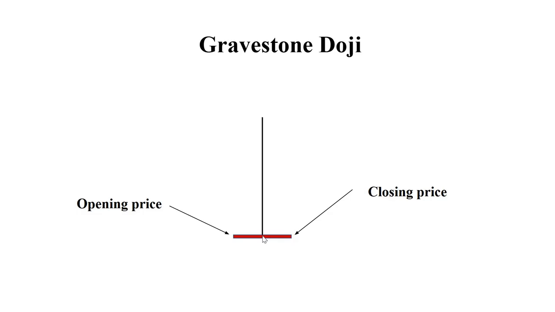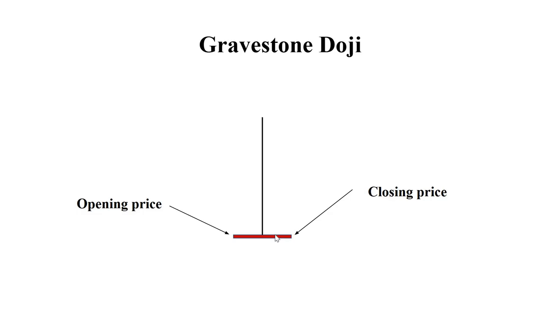The moment price opened, buyers came into the market. The buyers were stronger, so they moved the price all the way to this high. Then when they got to this high, sellers came into the market. They overshadowed the buyers and pushed the price all the way from this high back to the opening price, and price closed exactly at the same point as the opening price.